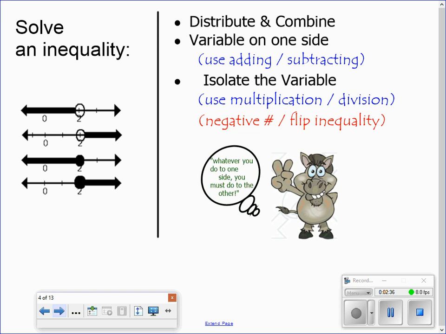To solve an inequality, you're doing the same steps that you would for an equation. So remember that the first two things that we do is we distribute and combine like terms if necessary. Once we've done that, then we want to get variables on one side. We do this by adding and subtracting. And then we isolate the variable by multiplying and dividing. Remember that when you are dividing by a negative number, you must remember to flip that inequality sign. So when you divide by a negative number, the inequality sign gets flipped or reversed.